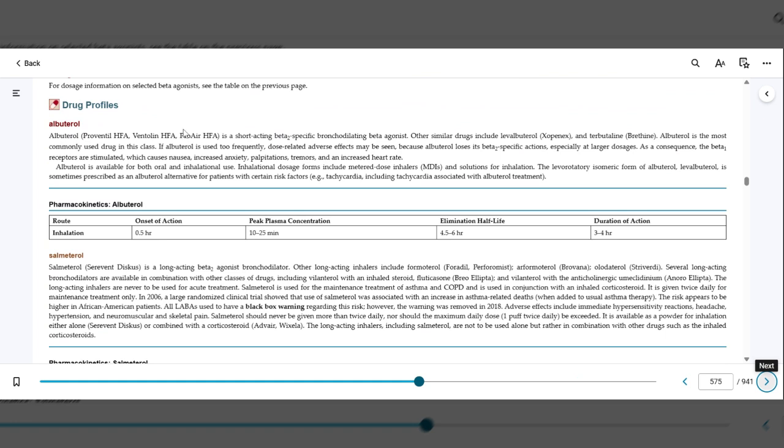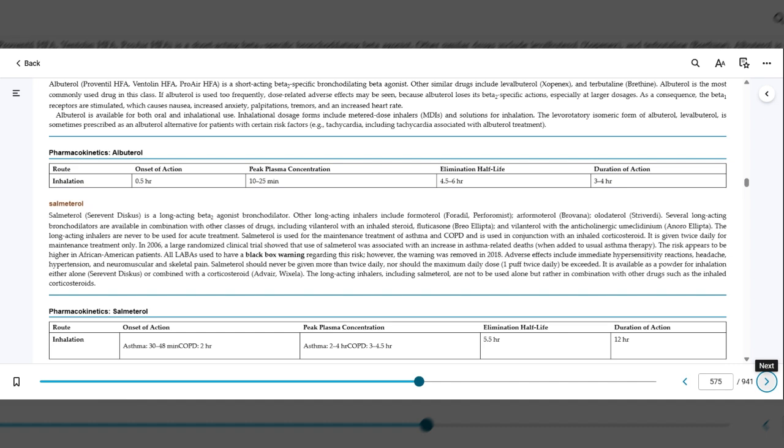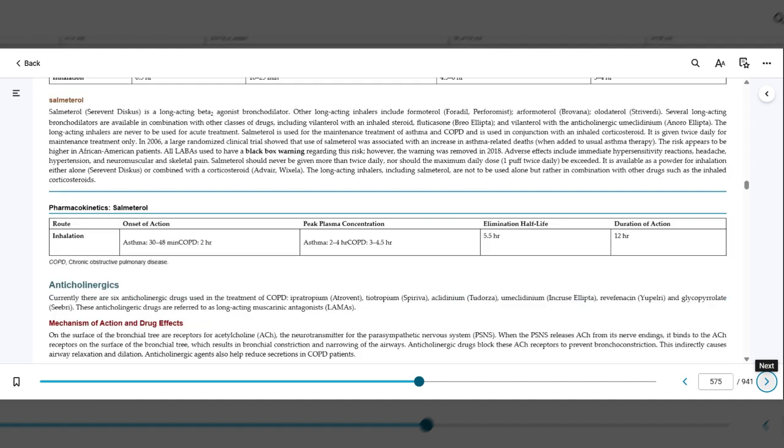I did want to note this. If it's used too frequently, I can see drug-related adverse effects, and it loses some of its efficacy. So we want to make sure also that we note that it can cause some nausea, anxiety, palpitations, tremors, and increased heart rate. So note that with our albuterol versus salmeterol. On this one, it's more of a long-acting medication for the bronchial constriction. I think those are my two big things with that one.